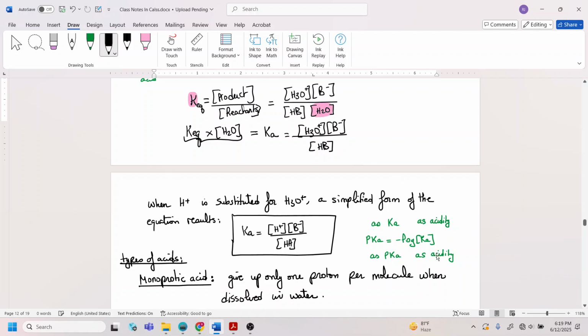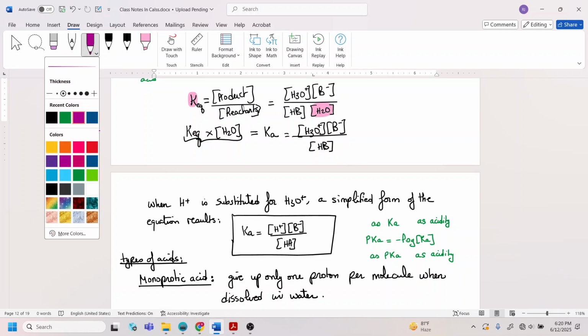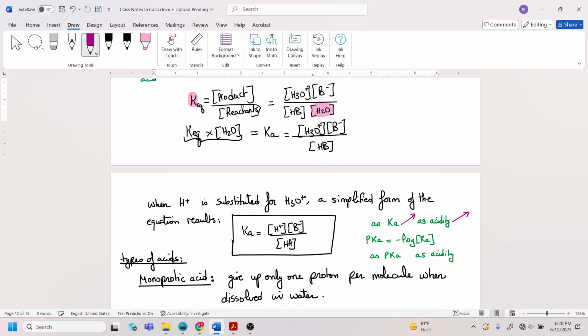So it's the concentration of the conjugate acid times the conjugate base, over the concentration of the acid. We can simply relate Ka to the acidity, and we can say that as Ka increases, the acidity increases. So we always look at the value of Ka, which is the dissociation constant for every different acid, and we compare it to other acids. The larger the Ka, the more acidic the acid.